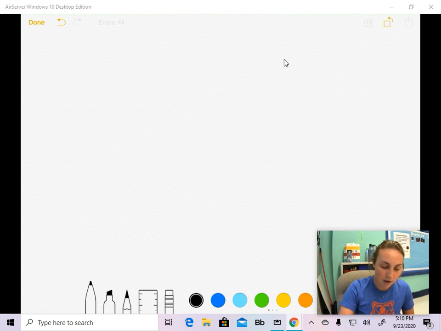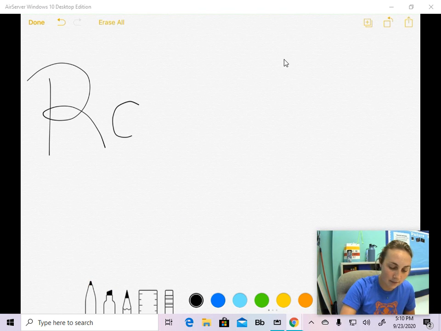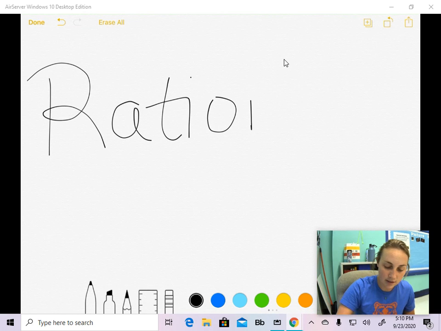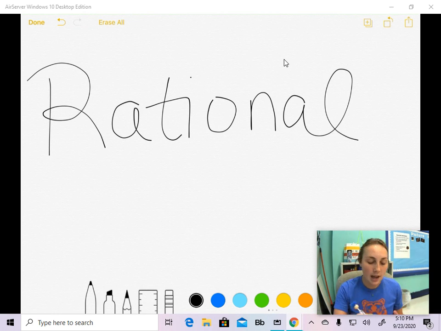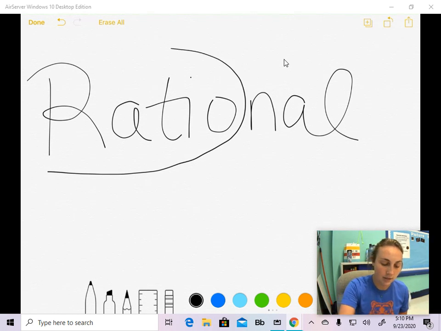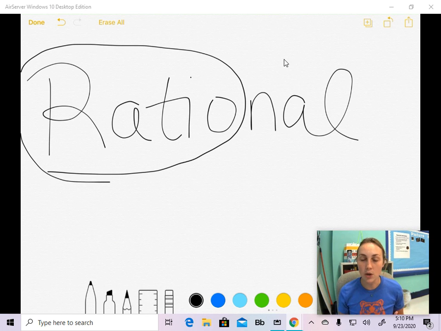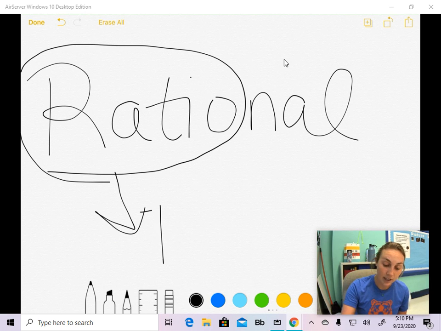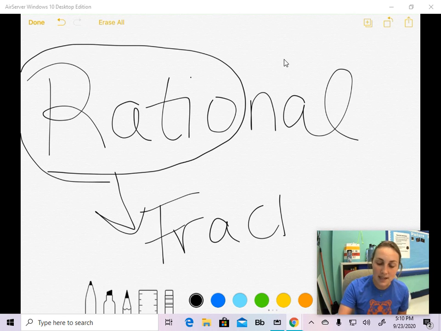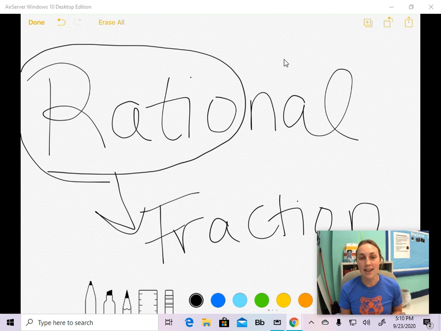So the big thing about rational numbers, let me write it out again, rational numbers, is that we have to focus on this little part about it right here. That says ratio. If you can turn a number into a ratio, which is a fancy word for a fraction, that means that number is a rational number.